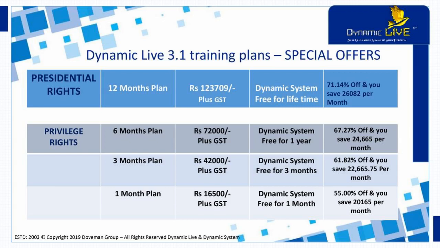And there have been many people who have been requesting for years to give them some very affordable plan. All your prayers have been answered through this special. For the first time ever, the company has come up with this 1 month plan where you get it at just 16,500, where you get dynamic live for 1 month, and you also get dynamic system free for 1 month. So these are all the offers, these are all the plans which you can invest into, whichever suits you, whichever you feel is comfortable for you, you can go for it.